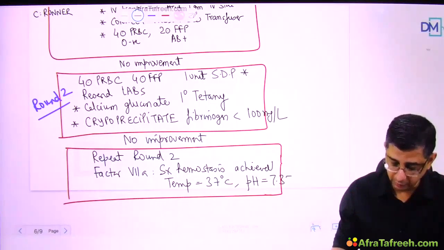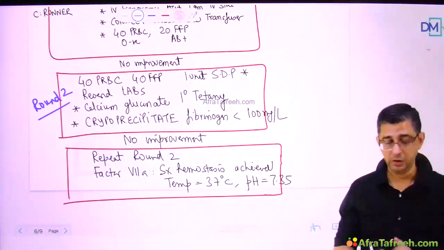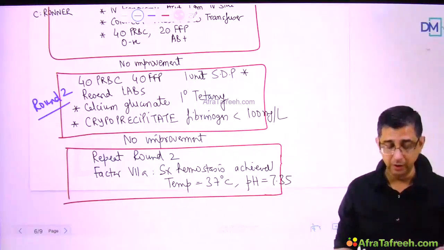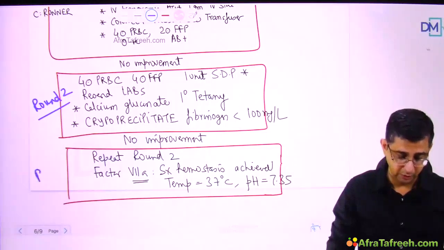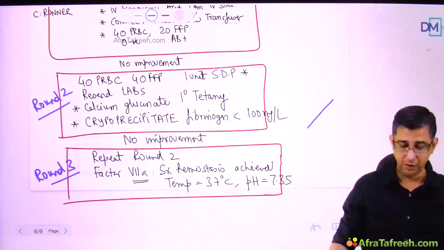Now it is stabilized to 7.35, 7.36. So you have taken care of the metabolic acidosis and the hypothermia component of the patient, but is still bleeding. That is when factor 7A would be given to the patient. So let's have a quick recap regarding the battle that we have fought for saving the life of this patient.